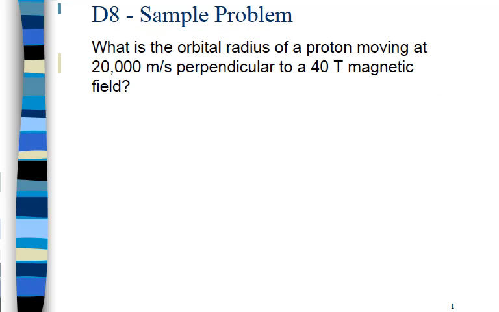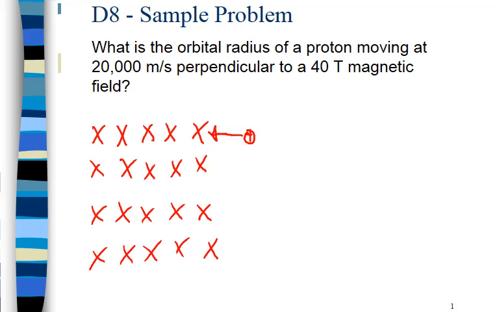So what's the orbital radius then of a proton that's going at 20,000 meters per second, perpendicular to a 40 Tesla magnetic field? So why don't you go ahead and try this? You can pause the clip, go ahead and draw this out. And this is the orientation I want you to try. Let's say the field is going into the page and the proton is going like this. So go ahead and determine the direction of the loop, and then also, in this case, how big the radius would be.